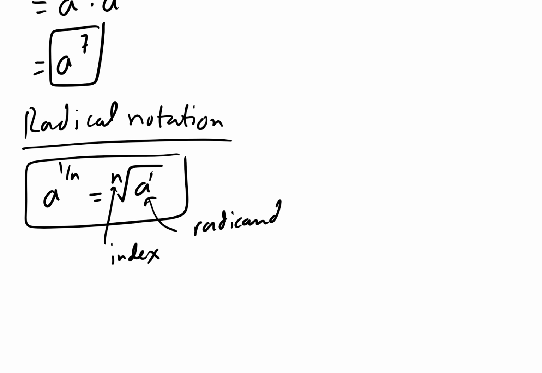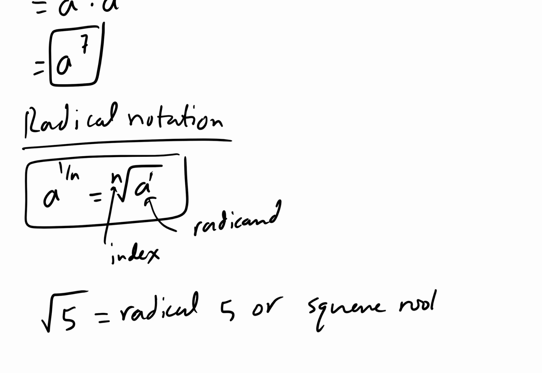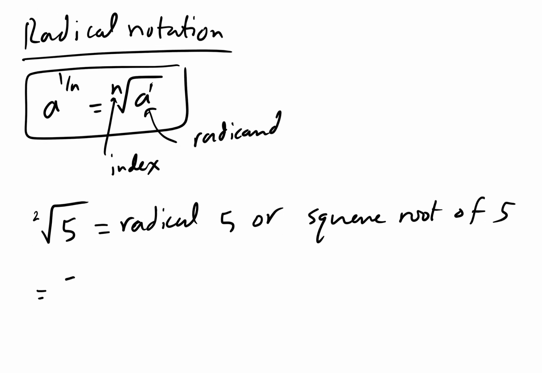So keep in mind when we do something like this, this is read as radical 5 or square root of 5. There's a hidden 2 there. So this is the same as 5 to the 1/2, square root of 5.